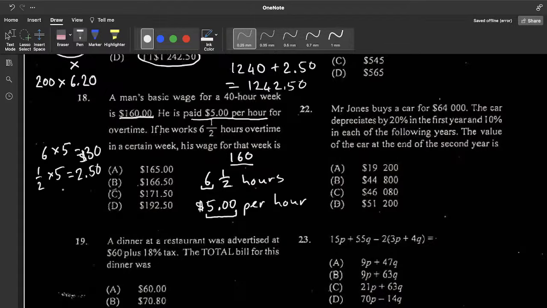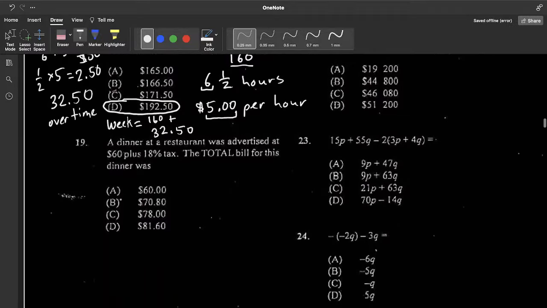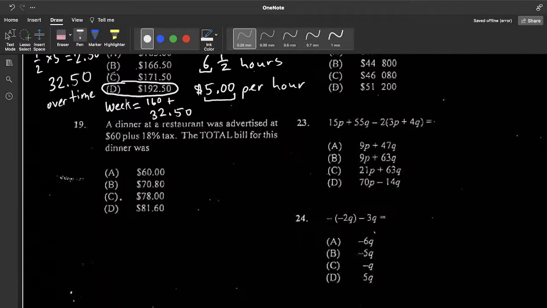So his overtime pay would be $32.50 overtime. Now if we have this $32.50, we just need to add it to the $160 to get his pay for the entire week. So his wage would be equal to $160 plus this $32.50. Okay, so $32.50 plus $160 would give us $192.50. So that's our answer for that one. So you have to use little tactics like that sometimes to move a little quicker in the exam room.